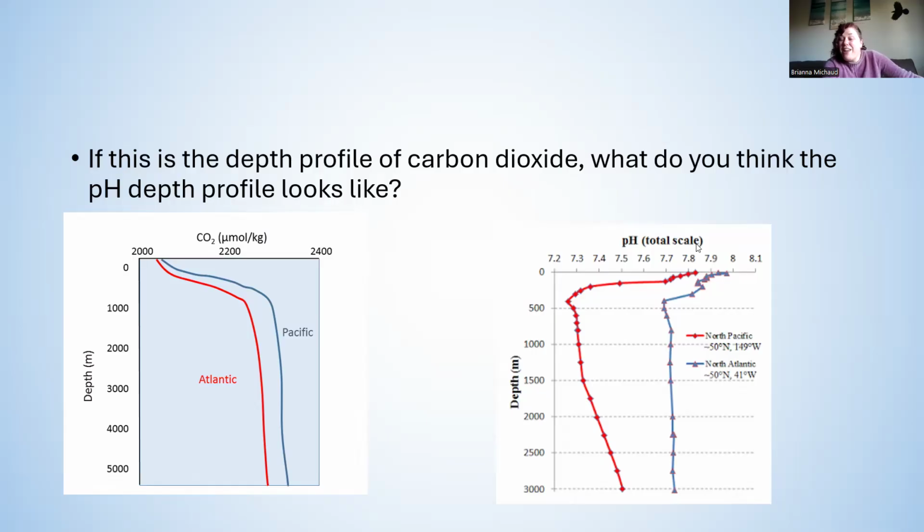Now here is the pH scale. So you can see since carbon dioxide is low at the surface, pH is going to be a little higher at the surface. Because again, there's less carbon dioxide, so there's less carbonic acid, it's less acidic. That means a higher pH.